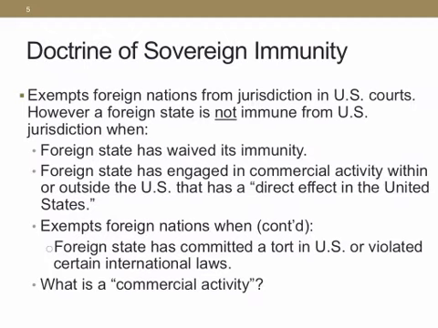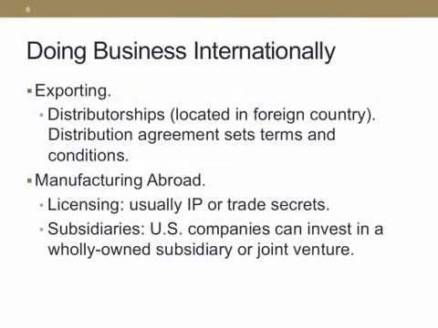There's the doctrine of sovereign immunity that exempts foreign nations from jurisdiction in U.S. courts. However, a foreign state is not immune from U.S. jurisdiction when the foreign state has waived its immunity, has engaged in commercial activity within or outside the United States that has direct effect on the United States, or when a foreign state has committed a tort in the U.S. or violated certain international laws. One question that comes up is what is actually considered commercial activity.